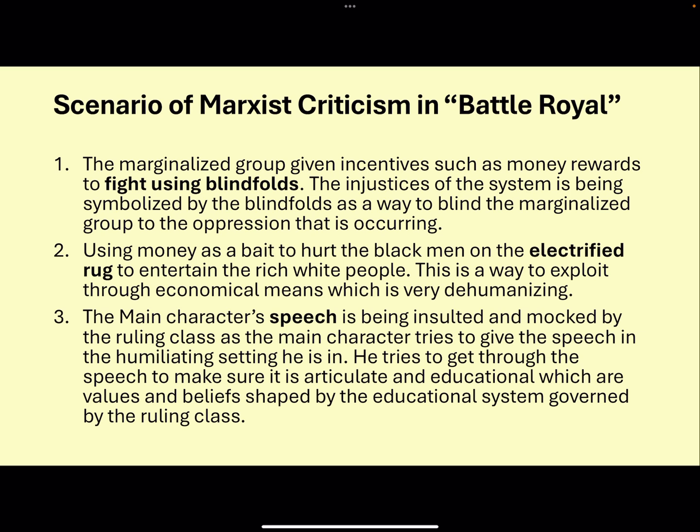Then lastly, the main character's speech is being insulted and mocked by the ruling class as he tries to give the speech in the humiliating setting that he is in. He tries to get through the speech to make sure it is articulate and educational, which are values and beliefs shaped by the educational system governed by the ruling class.